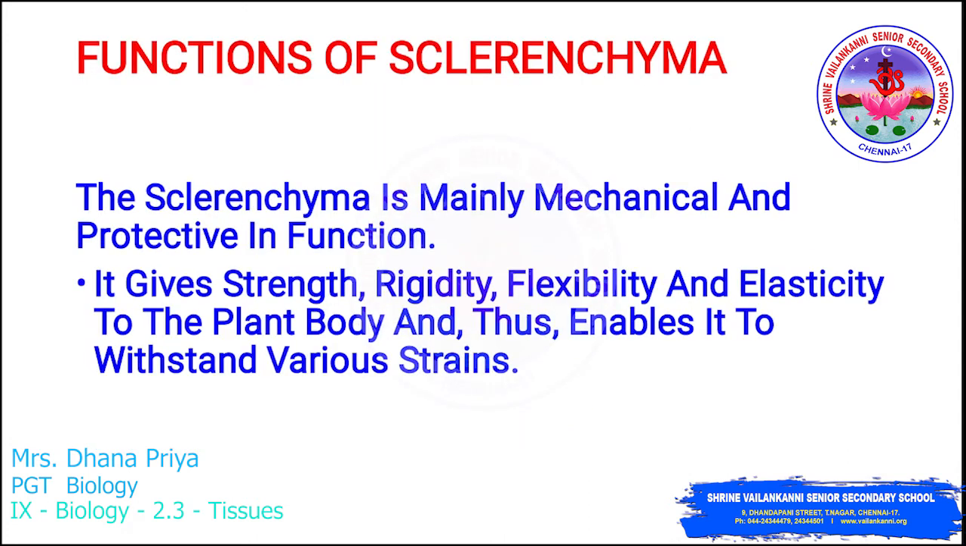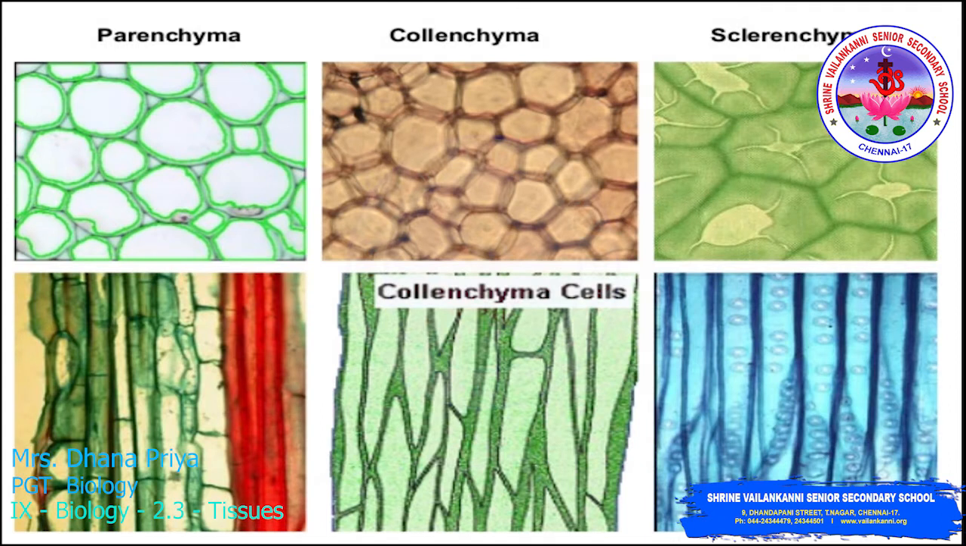So let us discuss some functions of sclerenchyma. The sclerenchyma is mainly mechanical and protective in function. It gives strength, rigidity, flexibility and elasticity to the plant body and thus enables it to withstand various strains. Here you can see the parenchyma, collenchyma and sclerenchyma, and the differentiation, right? The parenchyma has intercellular spaces, collenchyma doesn't have intercellular spaces, whereas sclerenchyma is dead cells, while both the parenchyma and collenchyma are living cells.